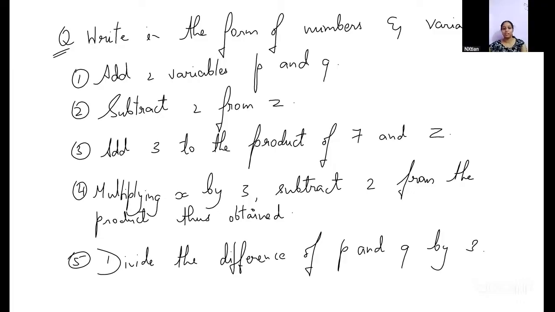Videos on, please, Emma, Abraham. Ma'am, the first question is add two variables P and Q, right? Yes, P and Q, Emma. Videos on, please, all of you. Is it P and Q or P and 9, ma'am? P and Q.